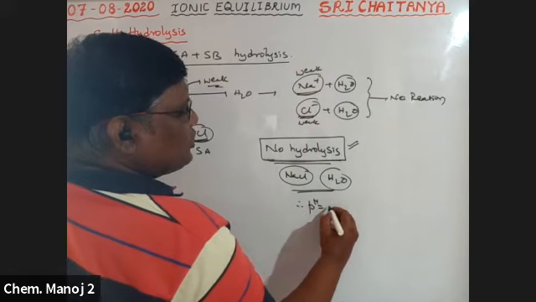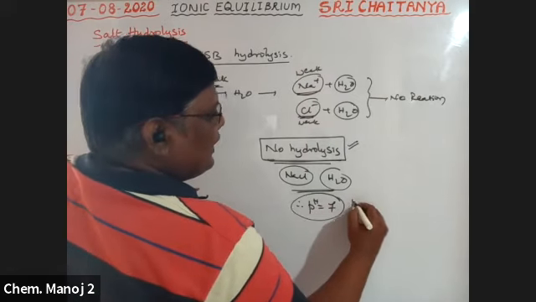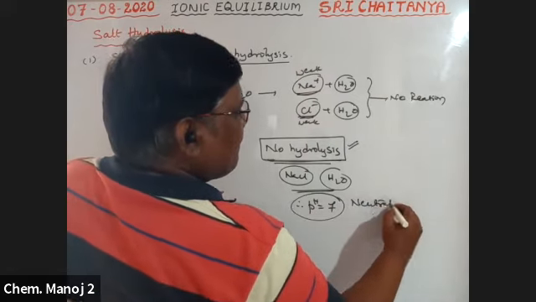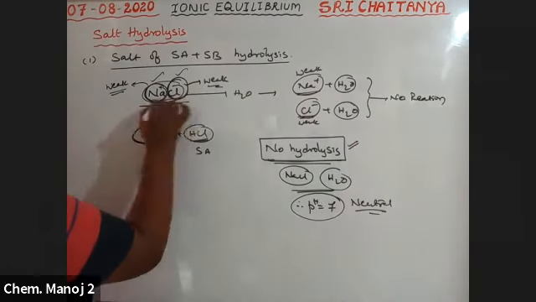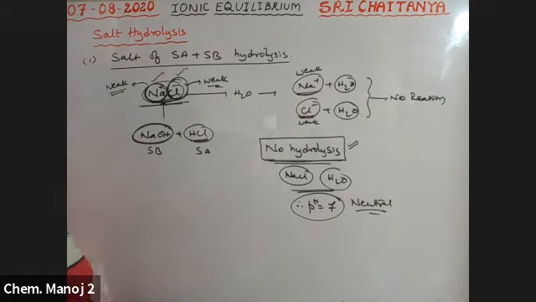Therefore, the pH of the solution is 7 because it is neutral. Because it is a neutral salt. So NaCl is considered a neutral salt, which does not react with water.